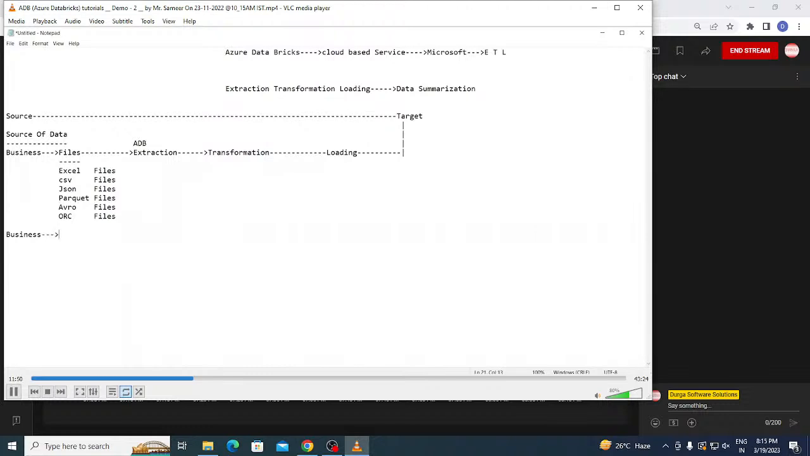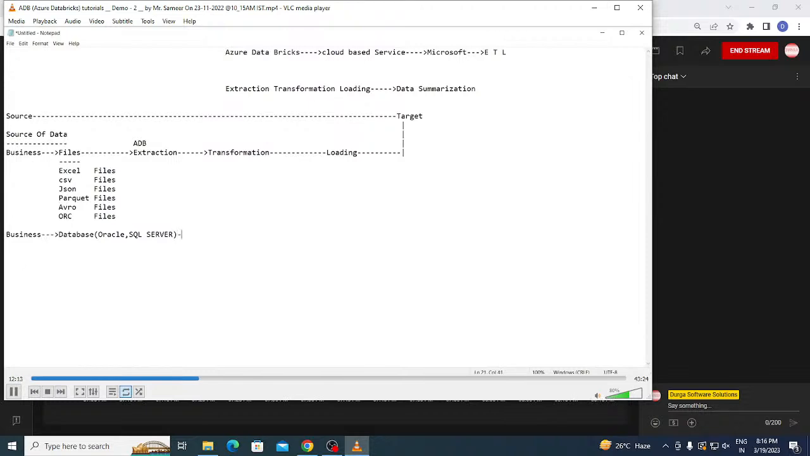We can also get the data from the business in the form of what? Database. And the database can be what again? It can be an Oracle database. It can be a SQL Server database. It can be any type of database you have.